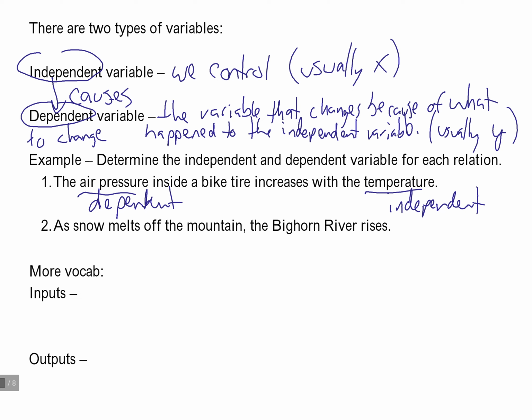And if you do think about it a little bit, you'll come up with the answer usually on your own pretty easily. Okay. The second one, as snow melts off the mountain, the Bighorn River rises. So what are the two variables?